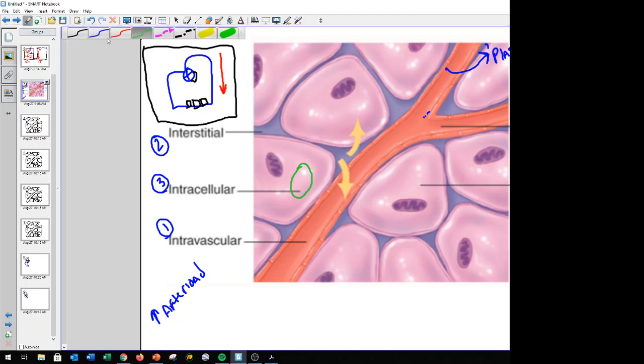It's like a buffer. No, maybe buffer's not a good word, but it can help out, because if the vascular space starts becoming low, it can send fluid from the interstitial space into the vascular space, which is helpful if you're losing blood and that sort of thing. Okay, so it has the ability to do that. We'll talk more about that.